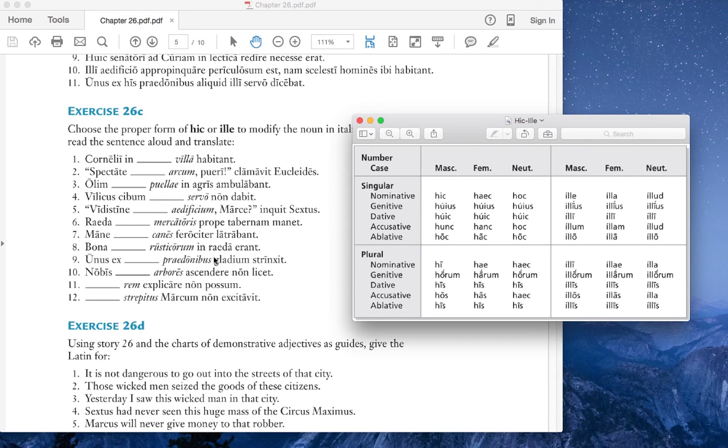I mean, you might have to look up some of them because maybe you don't remember if, say, the word praedo here, which means robber, is masculine or feminine, or whether an ending like ibus is ablative or dative. So you have to consider how it's being used in the sentence and then apply the right form of these two different demonstratives to these nouns here. I hope this helps a little bit.